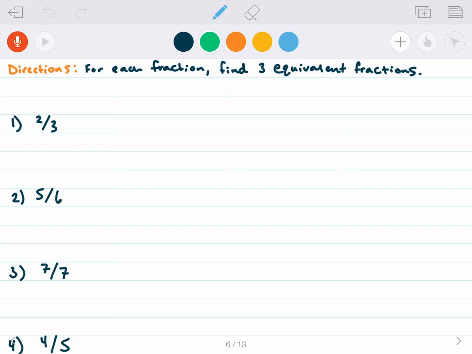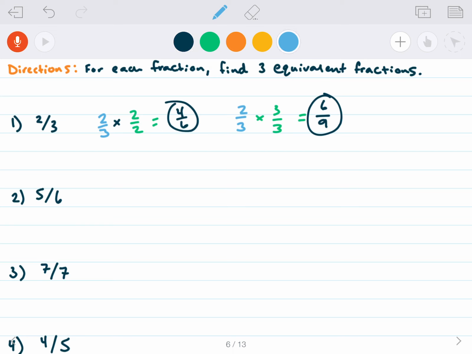So again, I'm just multiplying by a number, top and bottom by a number. So the first one, we could do 2/3. I'm just picking easy numbers. How about 2 over 2? That's going to be 4 over 6, so that's one equivalent fraction. Then I can multiply, just picking the next most obvious one, by 3 over 3. That's going to give us 6 over 9, so that's also equivalent to 2/3.